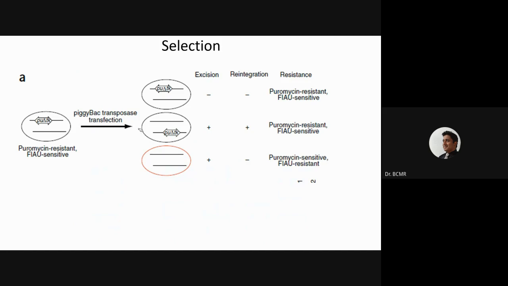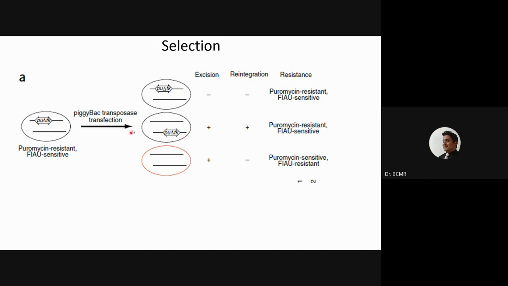So this is the same thing that we already discussed, but I want to discuss one part here. That is, we have the piggyBac transposon integrated, right? And we transfected transposase. So what may happen? The transposon might not have been excised, may not have worked in that particular cell. So excision did not happen, and therefore integration also will not happen. So it is puromycin resistant and FIAU sensitive.